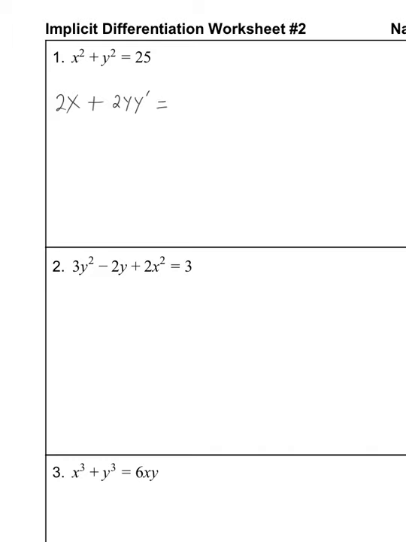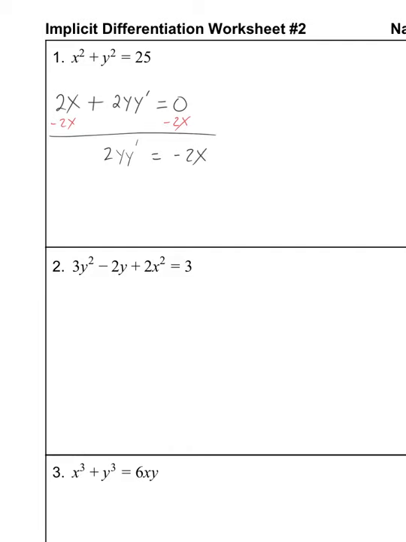Finally, we take the derivative of the term on the right side. The derivative of 25 is 0. Now your next step is get all the terms with a y prime in it on the left, all the terms without a y prime in it on the right. So we are simply going to subtract off 2x from both sides. On the left, we're still left with 2y prime. On the right, we're left with negative 2x.